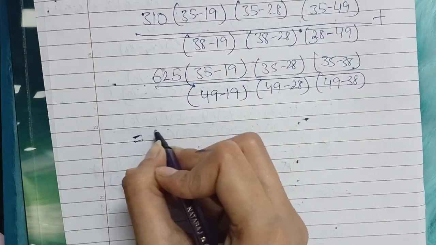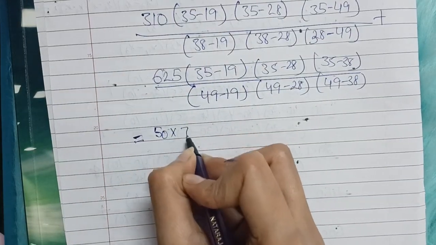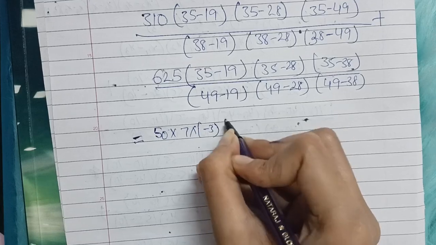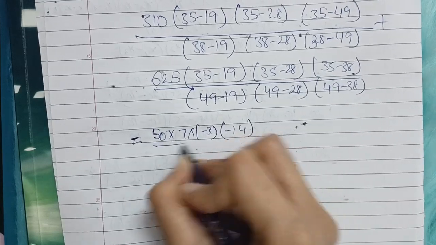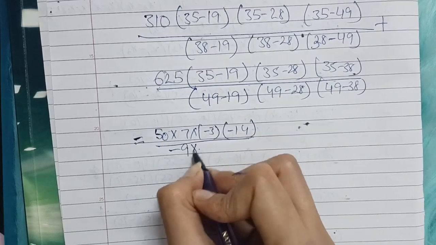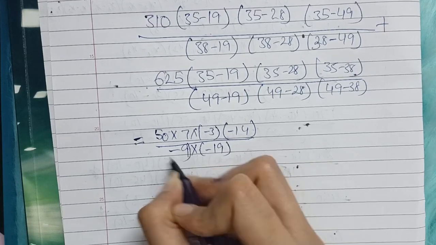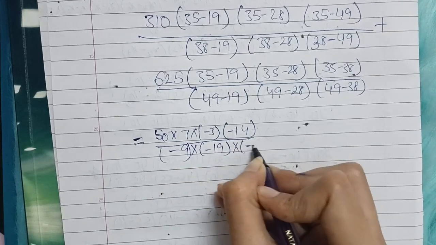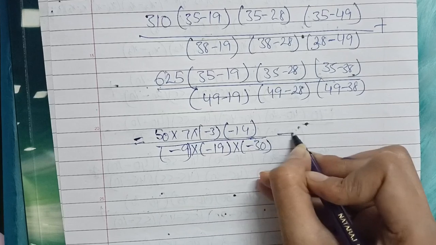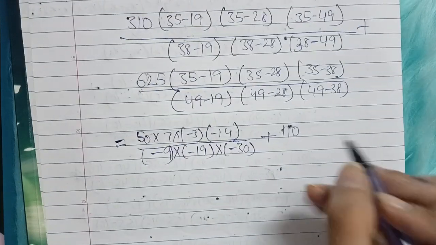So this is my part, so I'm solving it out. My value would be 50 into 7 into minus 3 into minus 14, whole divided by minus 9 into minus 19 into minus 30. So minus कैंसिल हो जाएगा इस पोर्शन में, राइट? जो कैंसिल हो रहा है आप उसको कट कर देंगे.